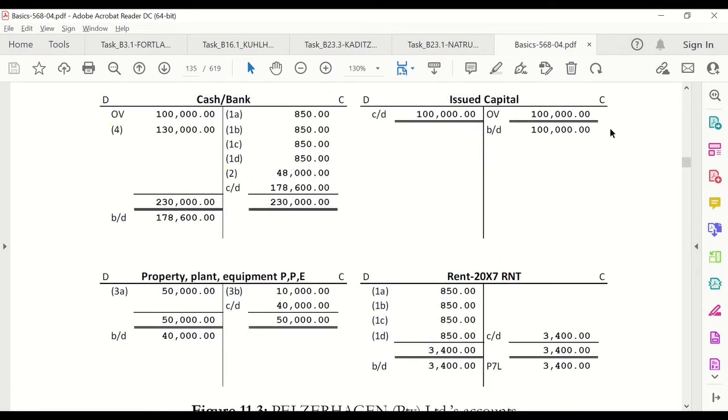Next, we study how to close off an account. In our case, we want to close off the rent account to the profit and loss account. As you can see, we first balanced off the account. At that moment, the rent account was debit balanced. Thereafter, we made a bookkeeping entry with reference profit and loss, which transferred the balancing figure to the profit and loss account.